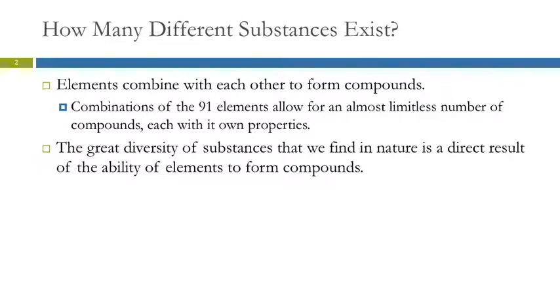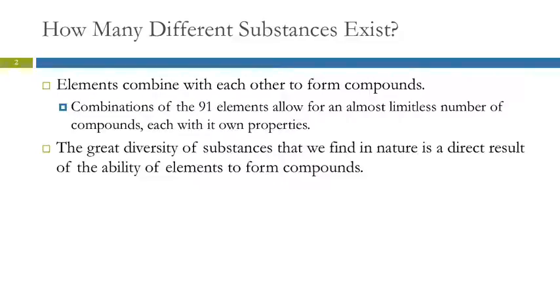How many different substances exist? I don't think that's a question that's easy to answer. So we know that there are 91 naturally occurring elements. Those elements can combine in different ratios. You can have 2 elements combining into a compound. You could have a compound that has 5 or 6 elements in it. All the possibilities mean that there's an almost limitless number of different compounds. And each compound has its own properties.